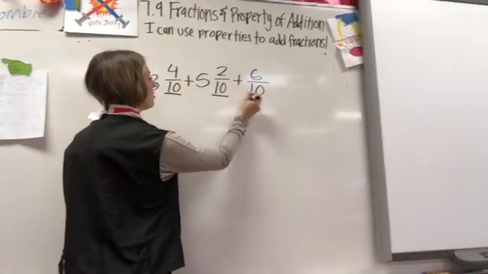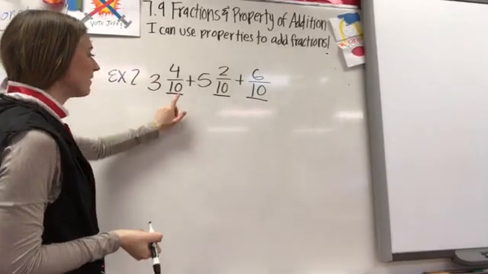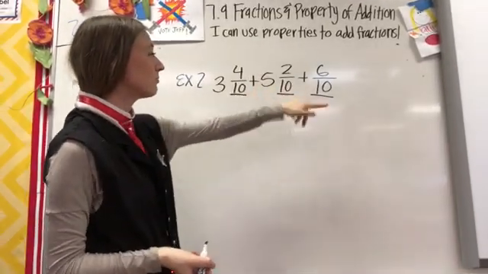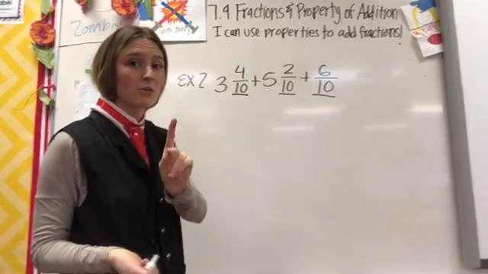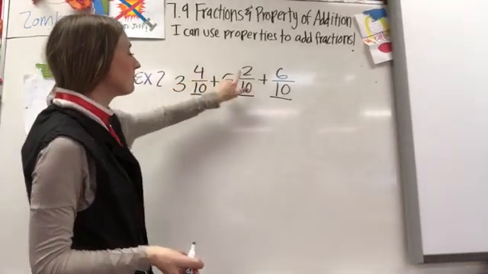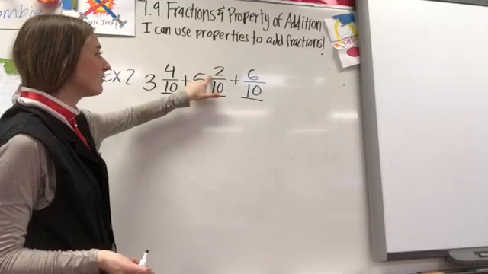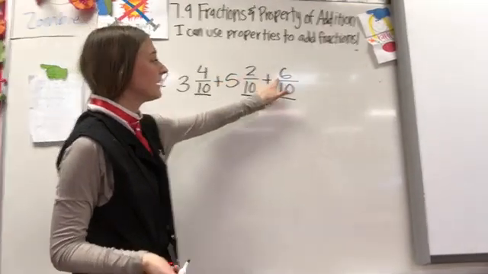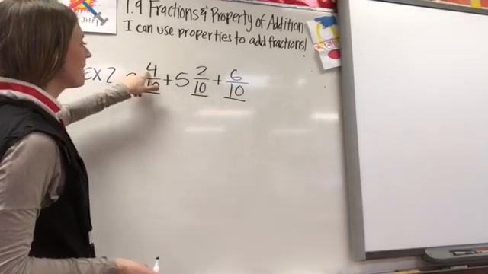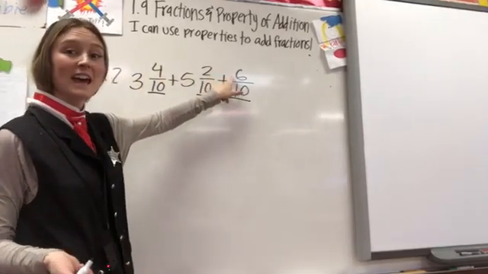We have 1, 2, 3. We want to figure out which ones of these could we add together to get 10 out of 10 and make it into one whole, okay? So does 4 plus 2 equal 10 over 10? Well, 4 plus 2 is 6, so 6 over 10, that won't work. Is 2 plus 6, that'd be 8 over 10. So we look here, 4 plus 6. 4 plus 6 is 10 over 10.